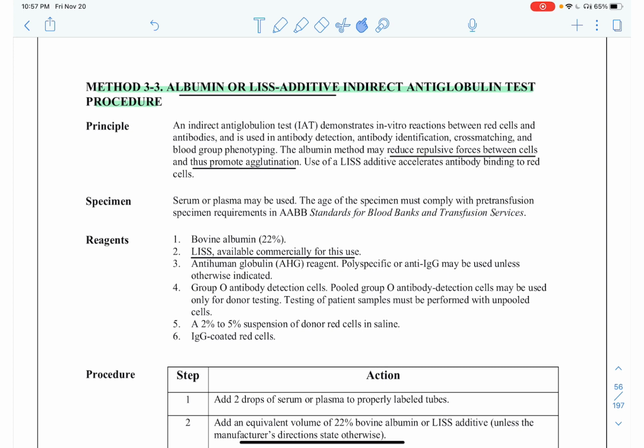In many of the textbooks, you'll actually find they refer to Liss as reducing the zeta potential. So I encourage you to look at the Harmoning textbook. They have a really good schematic of the repulsion forces that occur between an antibody and a red cell and how Liss is involved in eliminating those forces. The specimen is similar to the last one.